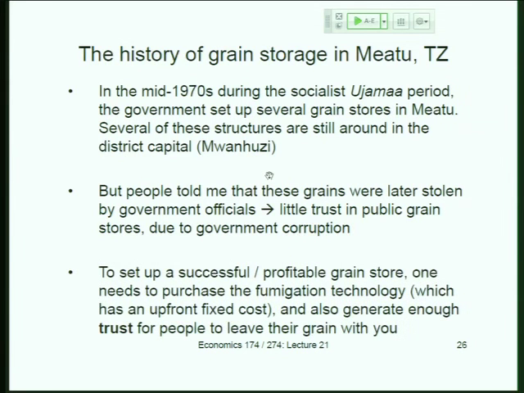So what do you need to do to have a profitable grain store? There's all the technical stuff: fumigation, you have to manage the logistics, you have to pay the transport costs, but you have to generate trust. There has to be enough trust that you're not going to steal people's grain. And the question is, how can you do that?